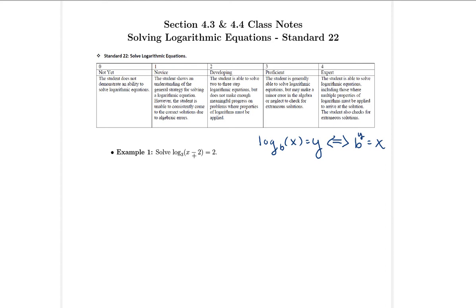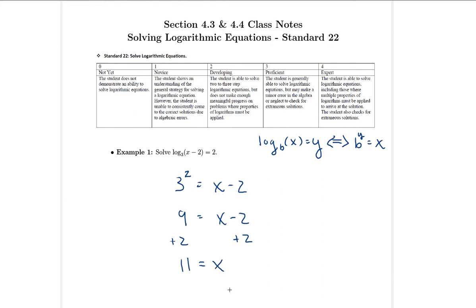We need to get x by itself, and right now x is trapped inside of the logarithm. So how do you untrap it? Well, by writing an exponential form, that x will no longer be trapped in the logarithm. So we take the base of the logarithm raised to what the log is equal to, which equals x minus 2. And we get 9 is x minus 2. So we add 2 to both sides, and we get x equals 11.